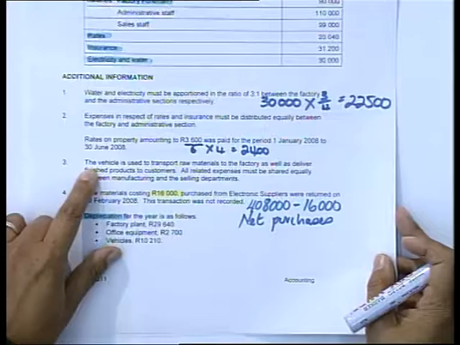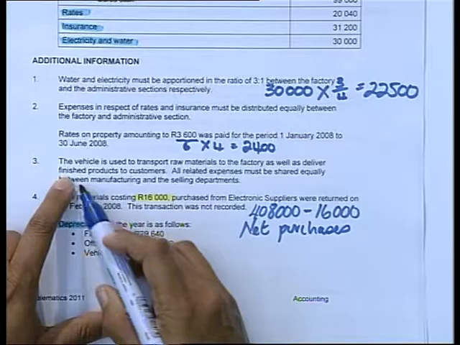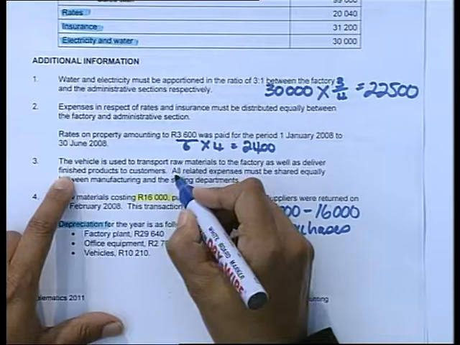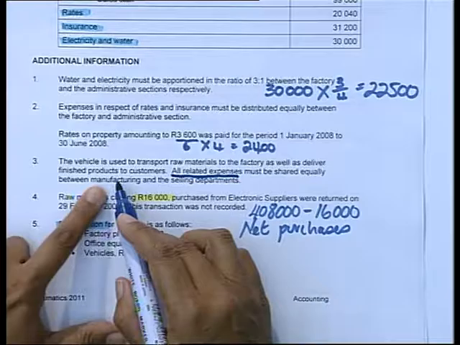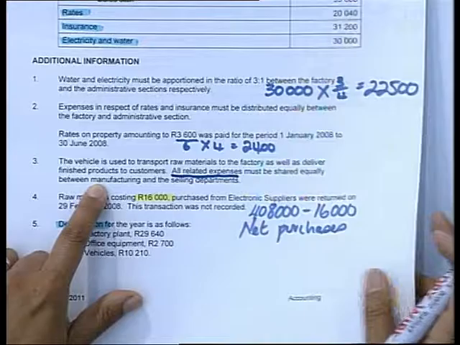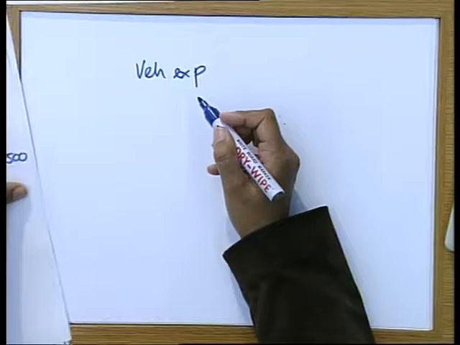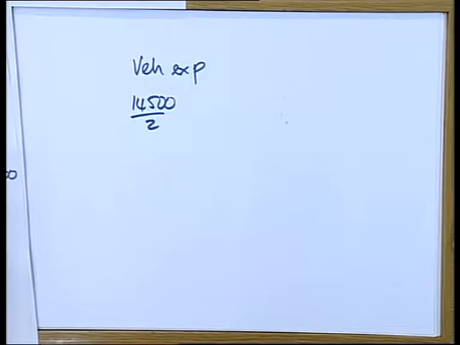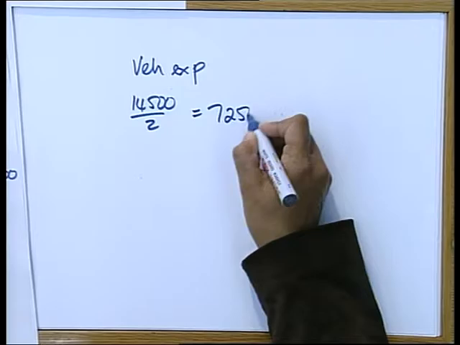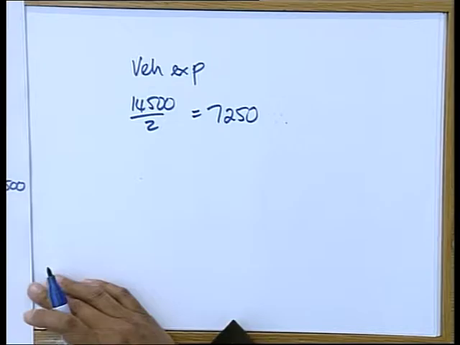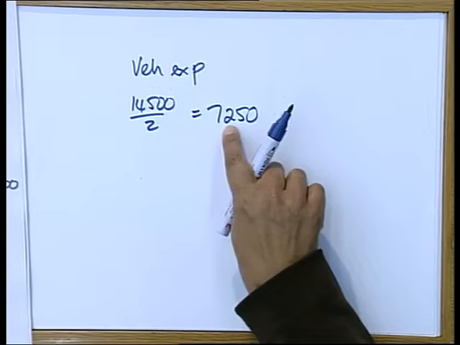It says, the vehicle is used to transport raw materials to the factory as well as to deliver finished products to customers. All related expenses, remember that, must be shared equally between the manufacturing, which is the factory, and the selling departments. So, you simply take your vehicle expense, which is 14,500, you divide by 2, equals 7,250, and that goes opposite vehicle expense.